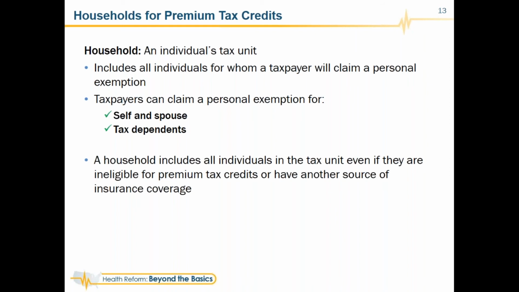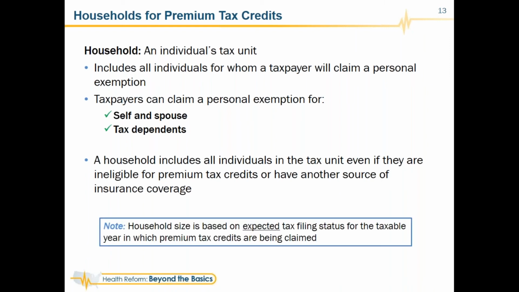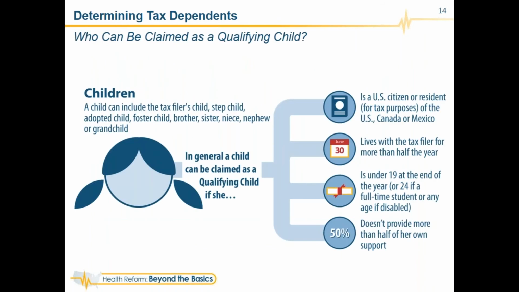A household is going to include all individuals in the tax unit, even if they are ineligible for premium tax credits or have another source of insurance coverage. So when we're looking at someone's position against the federal poverty line, we're going to consider the whole family, even if only one person in the family needs health insurance. So there are 2 kinds of dependents. And that's all you need to know. You just need to know the 2 kinds of dependents to figure out if the children or other people in the house can be considered one kind or the other, or not at all.